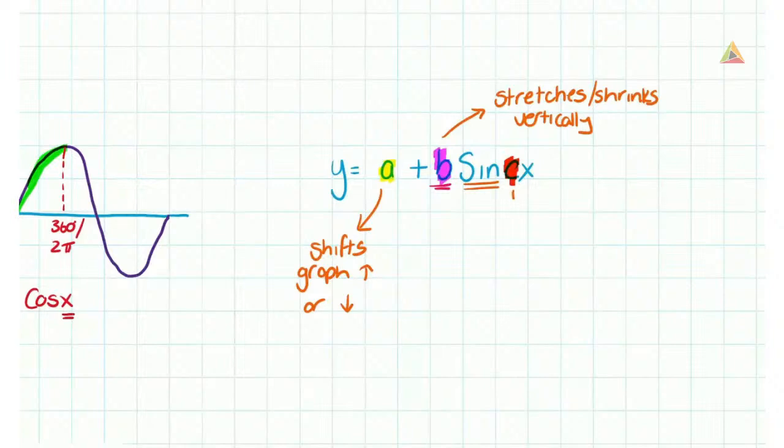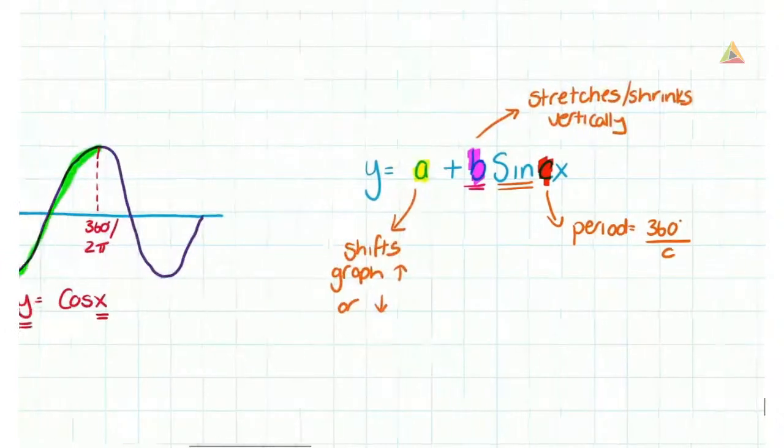And the last one is this number in front of the angle. So that affects the angle, and that's going to affect the period. So the period is going to be 360 degrees divided by whatever that C is. So if the C is 2, well then the period is 360 over 2, which is 180. So you can see it kind of squashes or stretches the graph horizontally.